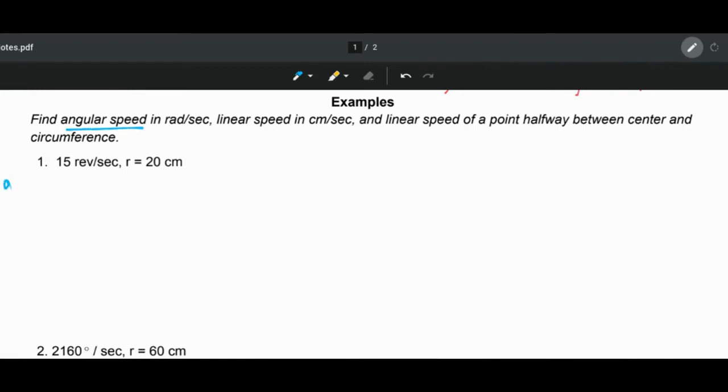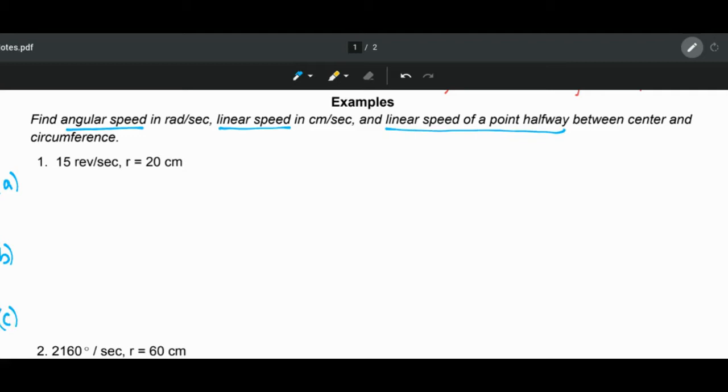All right, so for our examples, it says to find the angular speed. We're going to do that as part A, and then we're going to find the linear speed. That will be part B. And then the linear speed of a point that's halfway between the center and the circumference, that'll be part C. So we're going to do 3 parts for each of these questions.